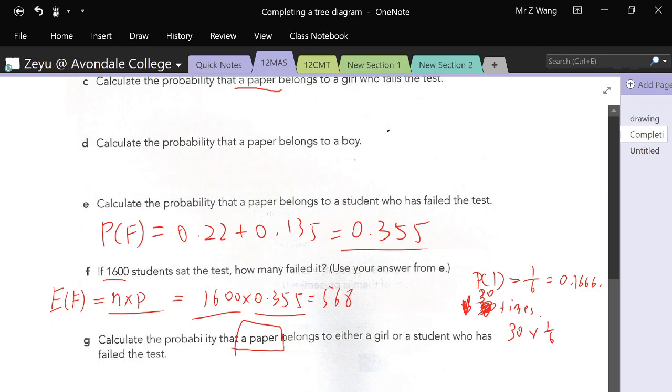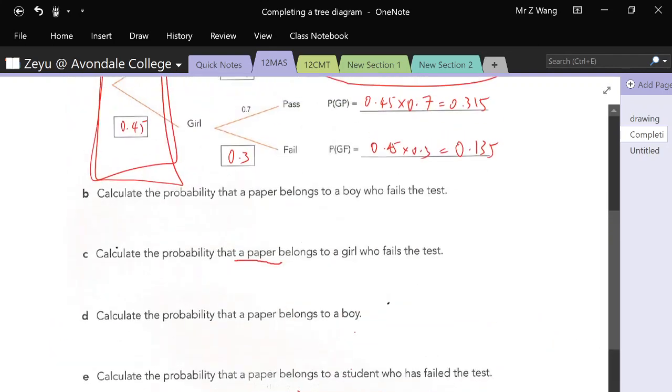If they say it's conditional, they're going to say calculate the probability that a girl's paper, or a failed paper, something like that. But whenever they say pick up, so they're selecting a paper, that's still unconditional. Does that make sense? And then belongs to either a girl or a student who has failed the test.